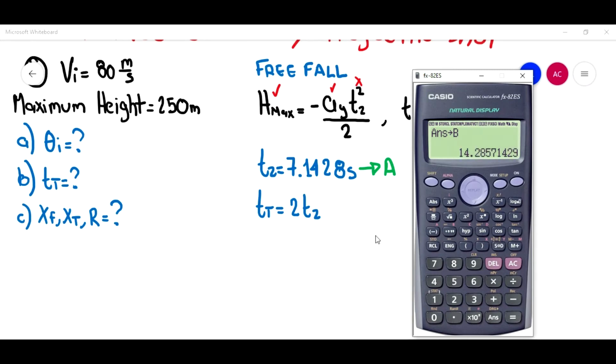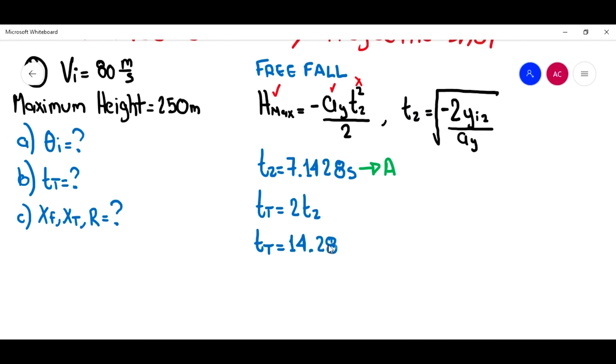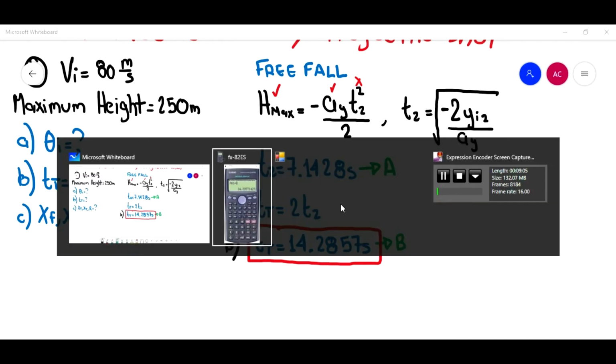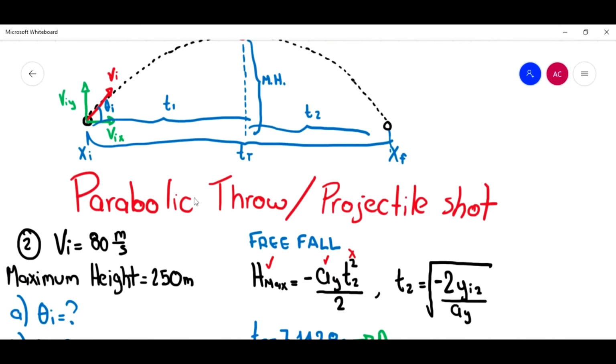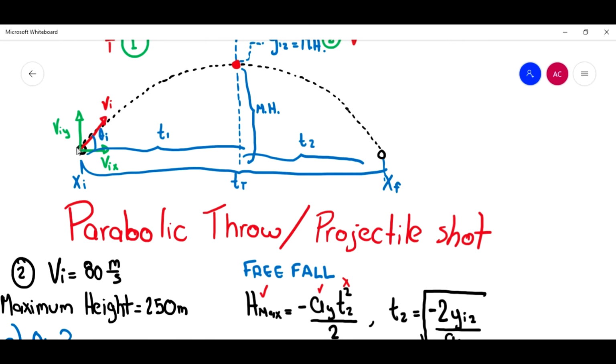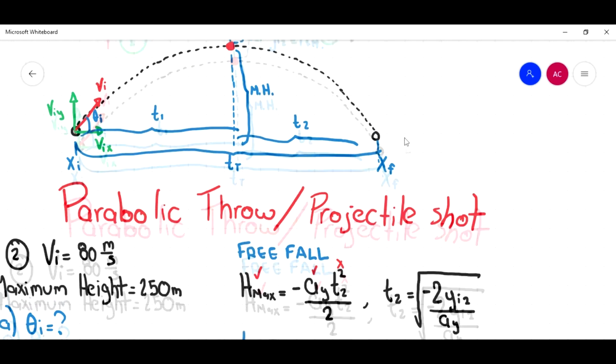So how much is that? Total time equals 14.2857 seconds, okay, and this value is saved in the memory B. Okay, so I'm going to circle this, because this is the letter B. Okay, that's letter B. So I got this object is going to be thrown at 80 meters per second, so it's going to take around 14 seconds to reach here, the maximum height, okay.